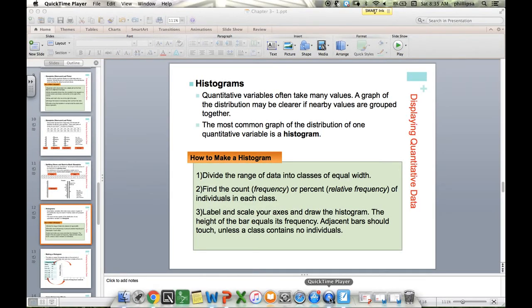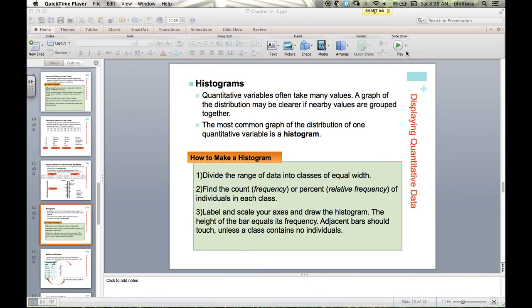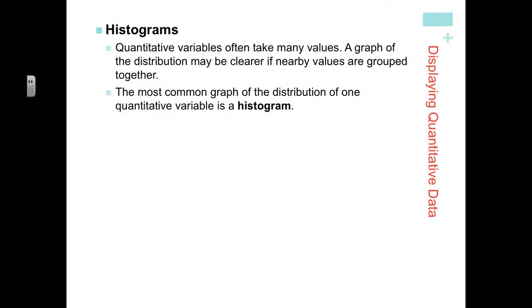Okay, so the last kind of display for quantitative variables that we'll talk about will be a histogram. Histograms are probably equally as common for us in this course as dot plots are. Quantitative variables often take many values. A graph of the distribution could be more clear if we group them together.